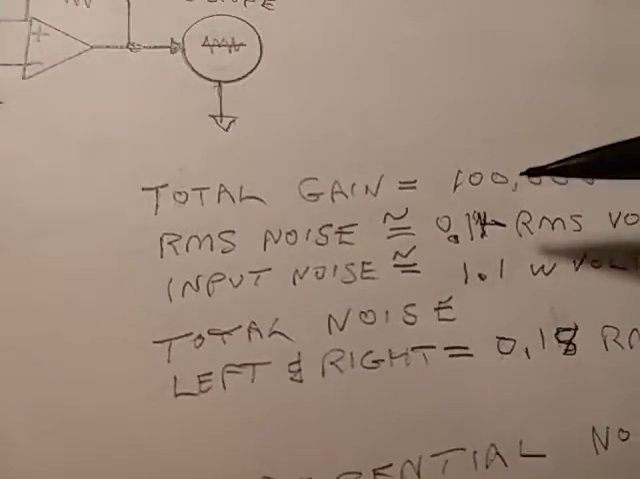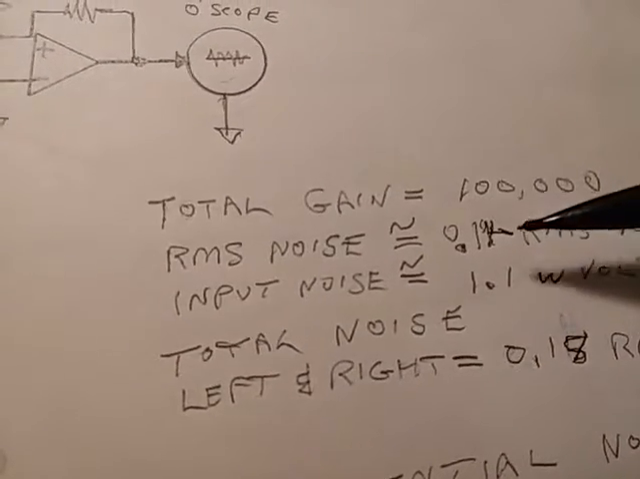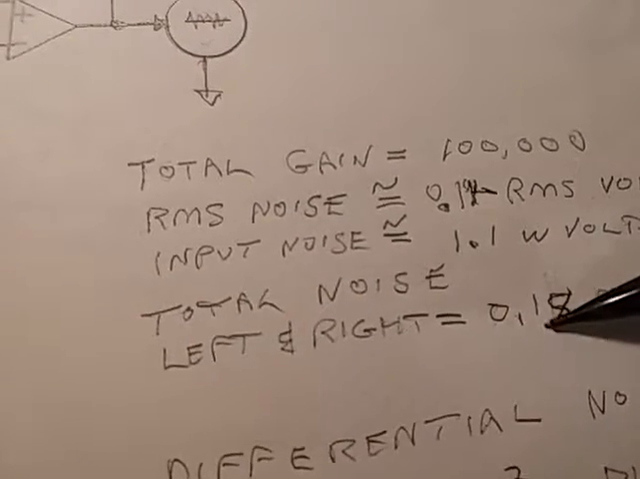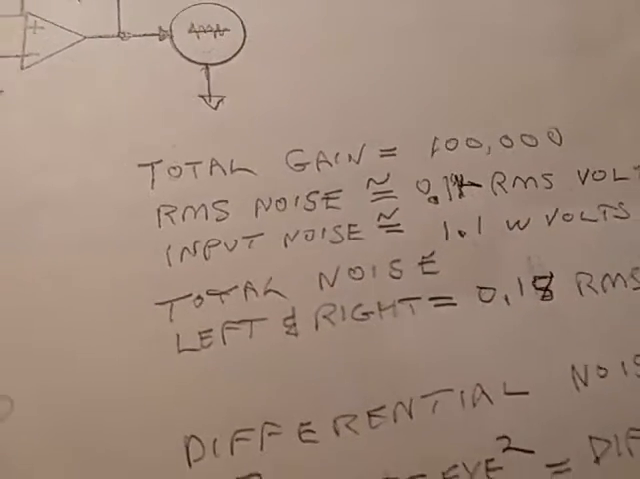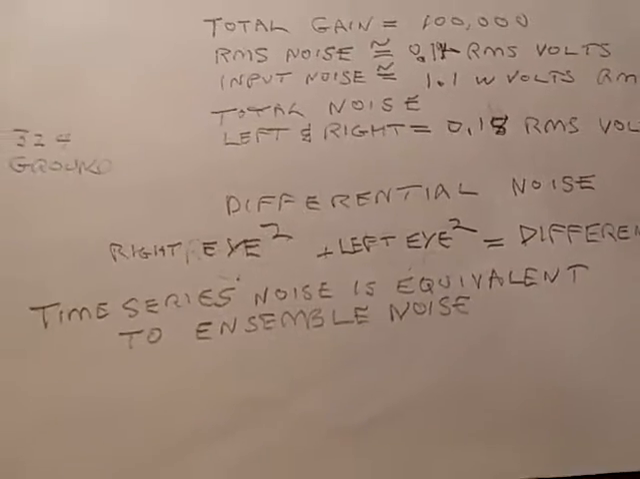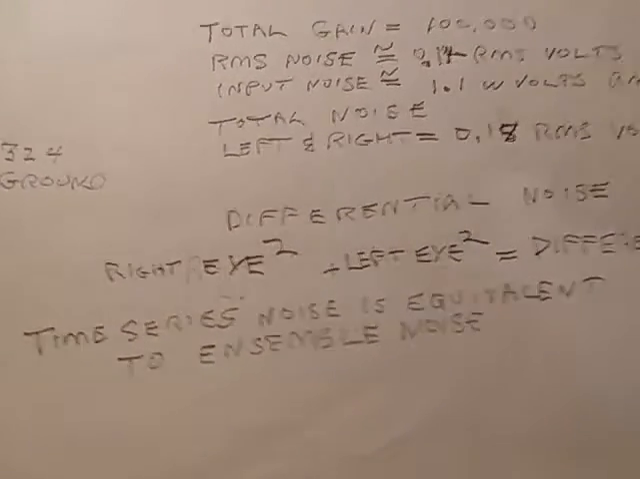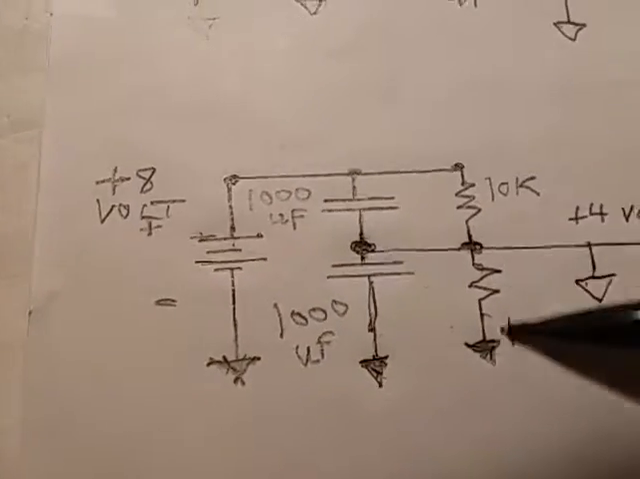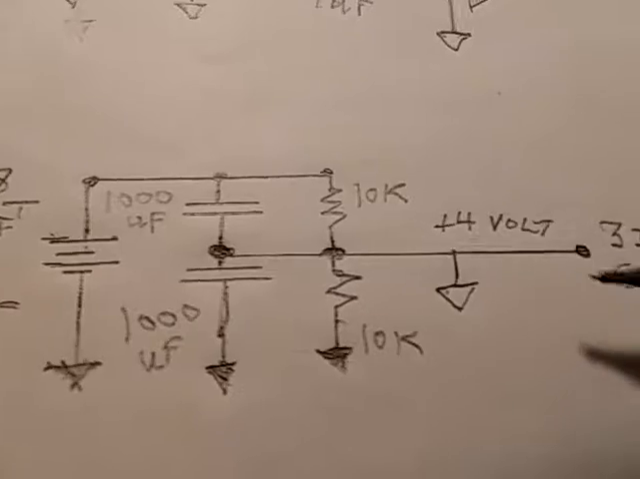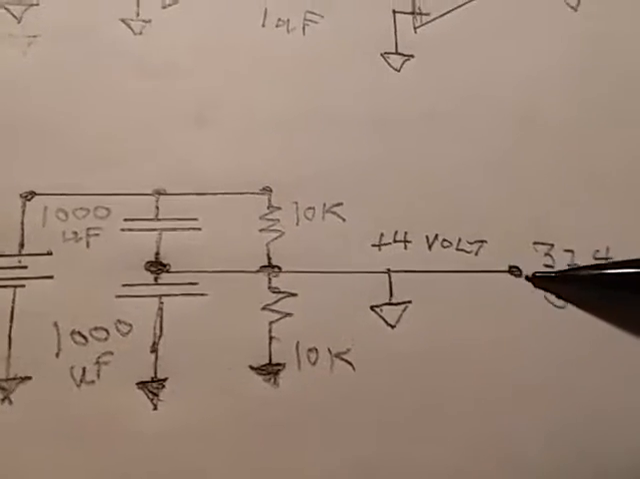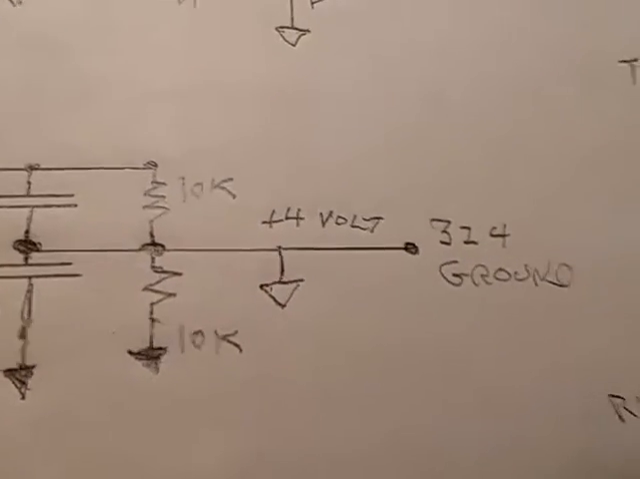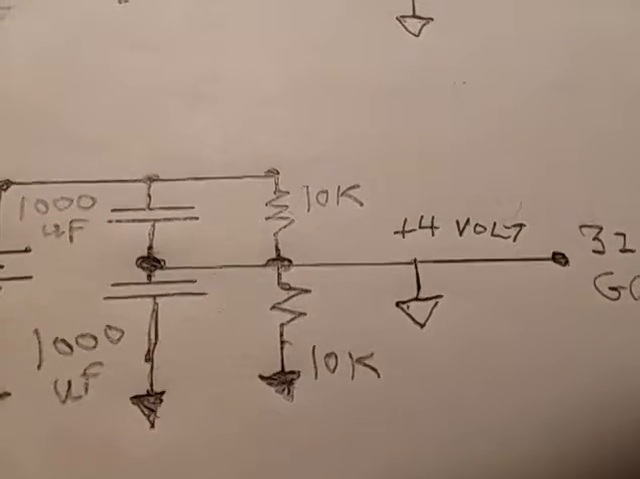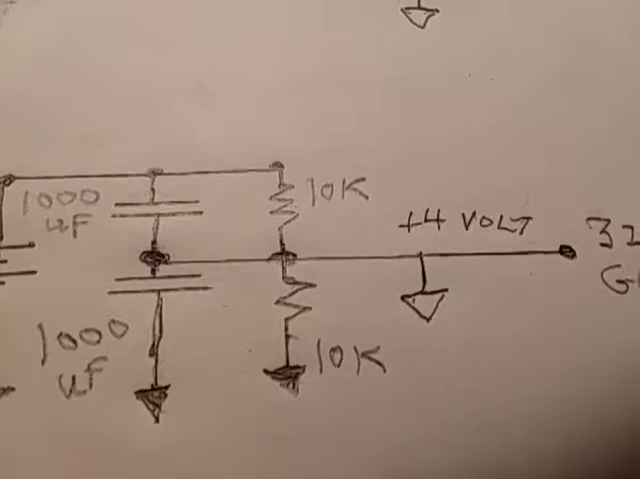Here are the gains: 100,000, RMS noise 0.14 for each of the left and right eye, and the total gain voltage is 0.1 RMS. Again, that is the way to calculate it. Here's the DC circuit, which is a 9-volt battery divided by two 10K resistors, with the ground being +4 volts, or 324 ground.